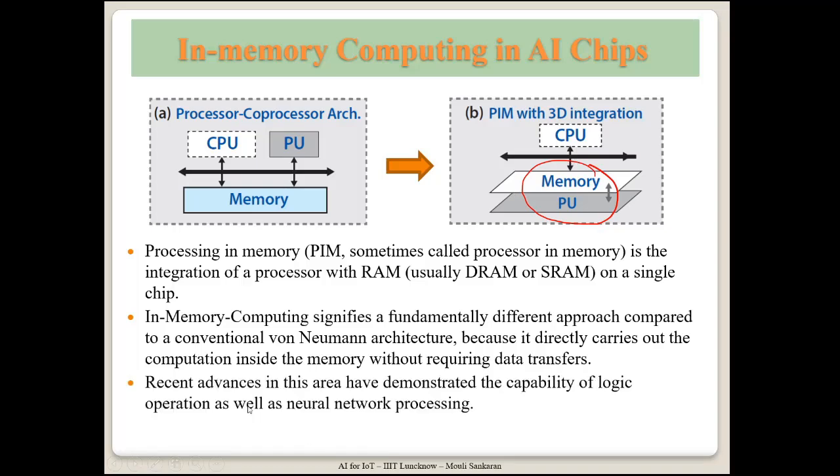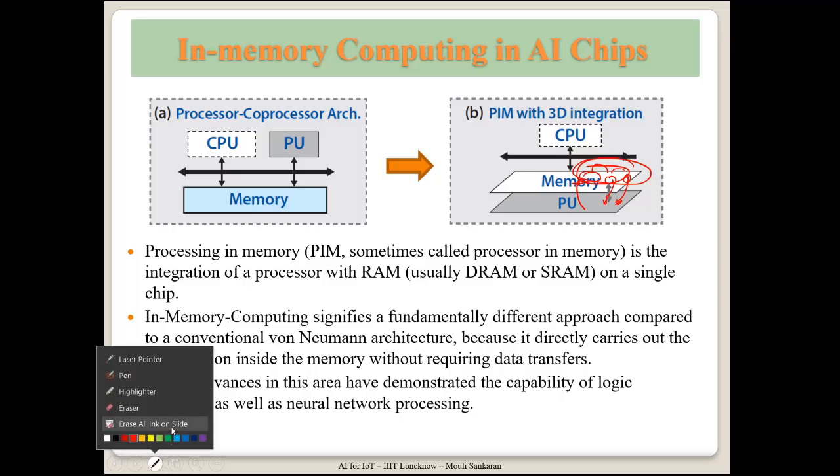Recent advances in this area have demonstrated the capability of logic operation as well as neural network processing. So even logic operations, meaning AND, OR operations, and neural network processing like matrix multiplication, can be done as in-memory operations, by keeping the data in the memory without even bringing it into the CPU or the processing unit. You do it in the memory itself. Suppose you have two matrices that need to be multiplied and the result has to be put. You don't bring the matrices here, multiply, and put the result back. You do it keeping it in memory. In simple terms, this is what happens at a high level.